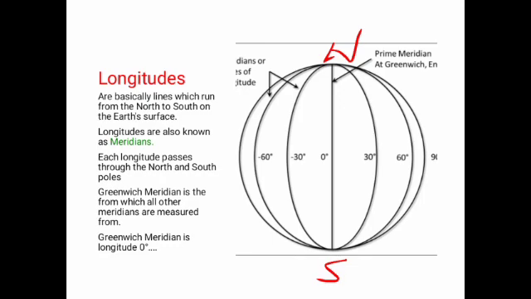And this line here, which is 0 degrees, is the Greenwich Meridian. It is the line from which all other meridians are measured. So the Greenwich Meridian is longitude 0 degrees. You can see on the right side of the 0 degree Greenwich Meridian, the longitudes are heading towards east. And on the left side, the longitudes are heading towards west.